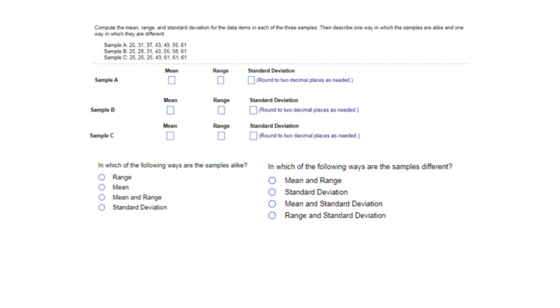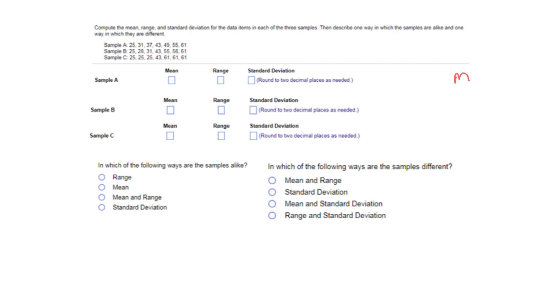Compute the mean, range, and standard deviation for the data items in each of the 3 samples. So we have 3 samples, sample A, B, and C. And it says, then describe one way in which the samples are alike and one way in which they are different. So when we take sample A, what we will be doing is placing this data set into our calculator. And I'll just quickly talk the steps through and show you some images on the next few slides on how to enter them. So we're going to press on the Casio 115 ES calculator.